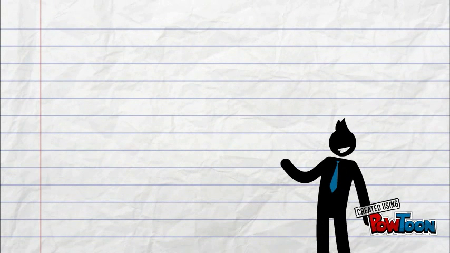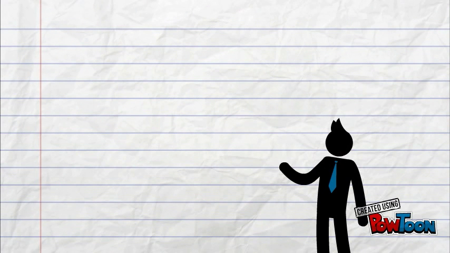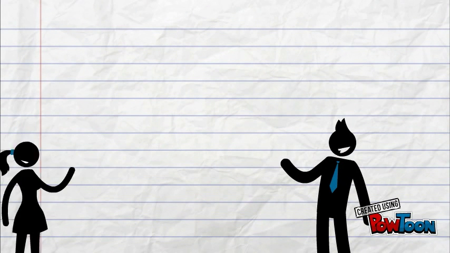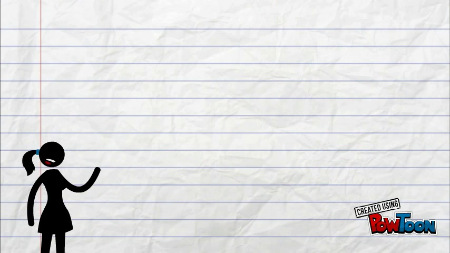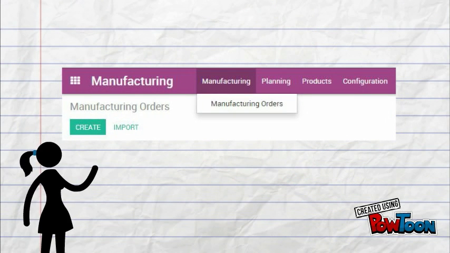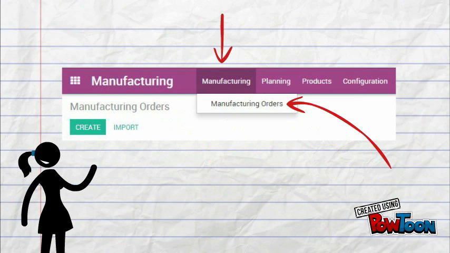Oh, I get it. But what happens between the inventory adjustment and the order shipping? How do you manage production? Good question. Since we produce our own beverages, we go to the Manufacturing app, click on the Manufacturing section, and we choose the Manufacturing orders.